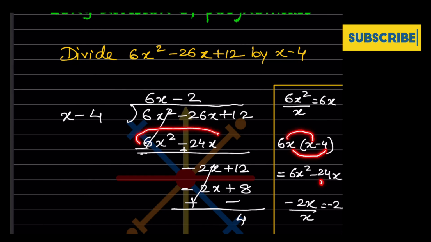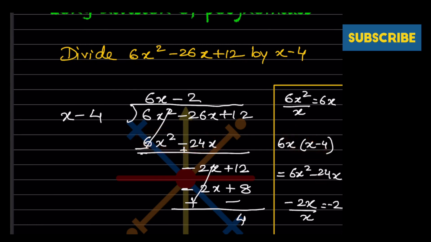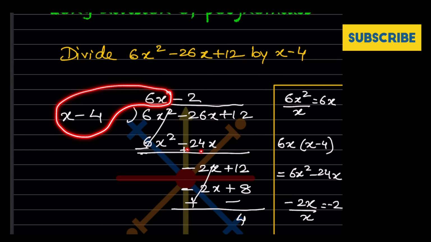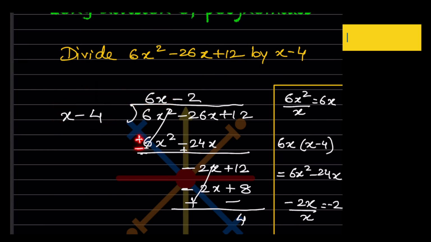So you can write that, 6x square minus 24x here. Means when you multiply this and this, you get 6x square minus 24x. Now what happens here? Actually here is plus, so we will change the sign to minus, and this is minus so it is going to be plus. Plus and minus get cancelled off. Now minus 26 and the new sign, plus 24, so that is going to be minus 2x. And this you will take down, that is plus 12.